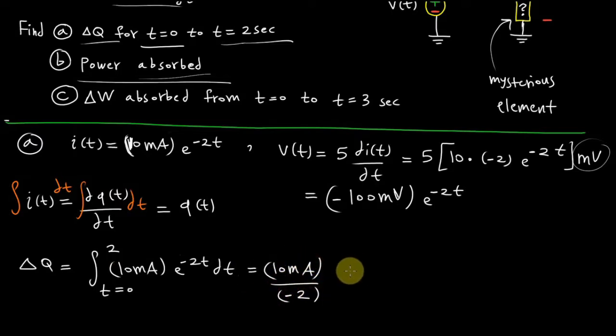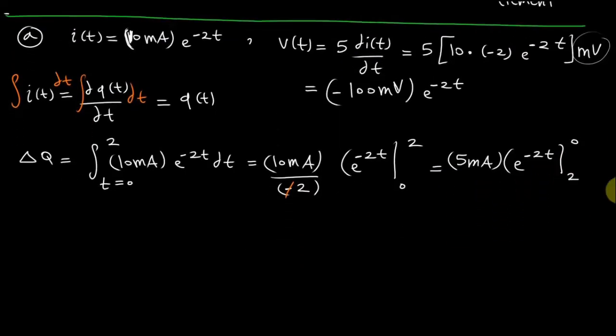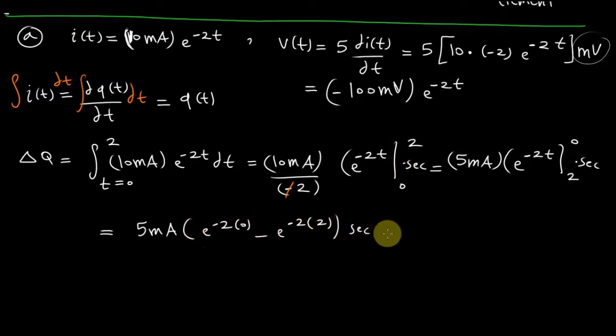So here we see that the answer is going to be 10 milliamps over negative 2, since the integral of e to the minus 2t is e to the minus 2t over negative 2. So I flip the bounds here and get rid of that negative. So from 0 to 2, instead it's going to be 2 to 0. And when we plug those numbers in, we get 5 millicoulombs times 1 minus e to the minus 4, which is 4.91 millicoulombs.